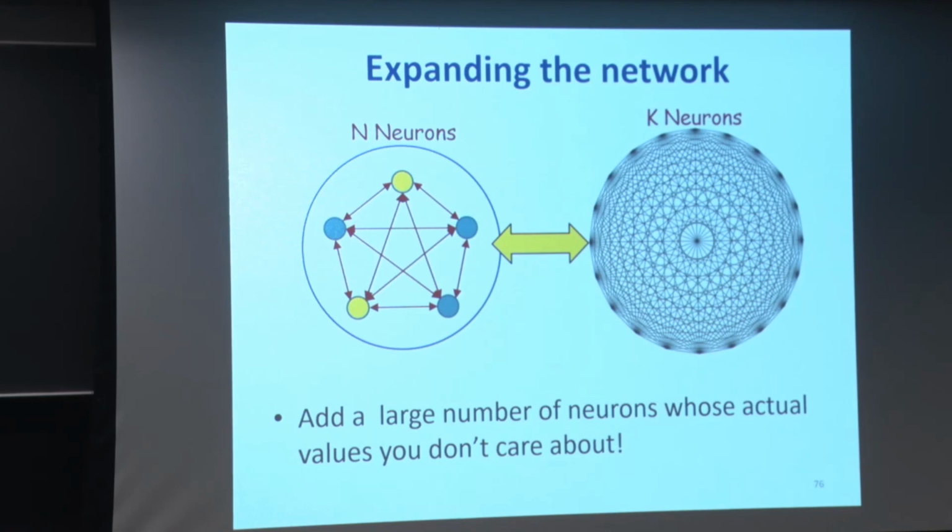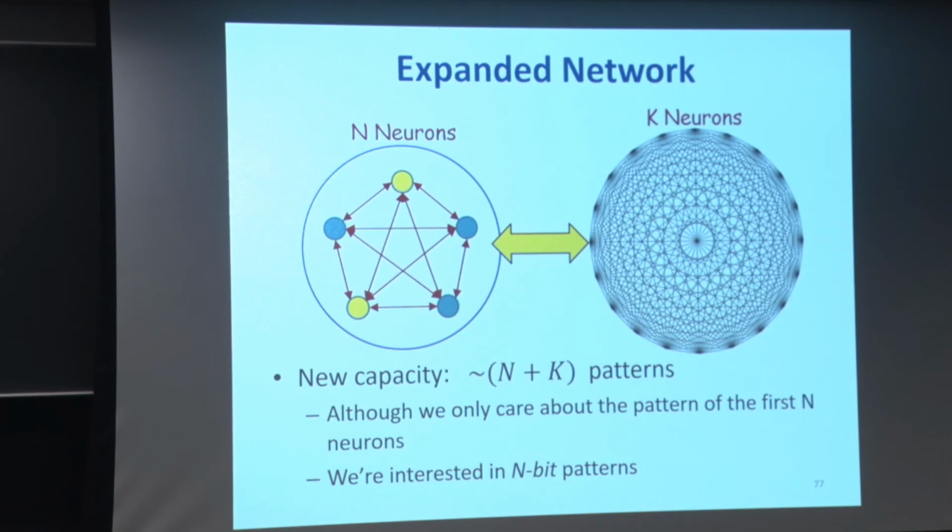Of these n plus k units, I'm only interested in n bits. I don't care what the remaining k bits are. But with a network of this kind, how many patterns can I store? N plus k, right? So just by adding a bunch of don't care bits, I can suddenly increase the capacity of my network. So you add a large number of neurons whose actual values you don't care about, right? So the new capacity is n plus k. And although you're only interested in the first n neurons, you're still only interested in n-bit patterns. But you want to store more than n-bit patterns. So you add a bunch of don't care bits, right?